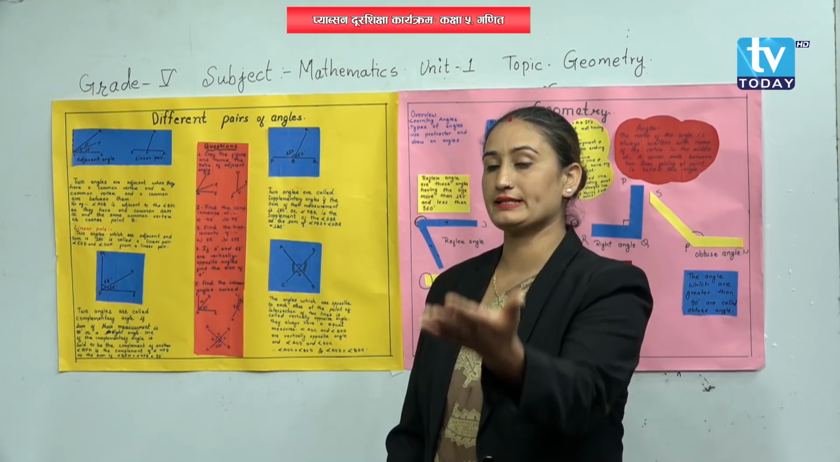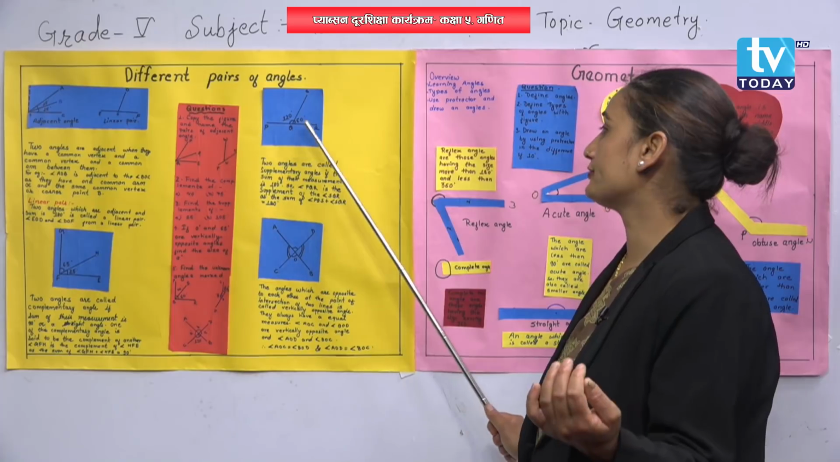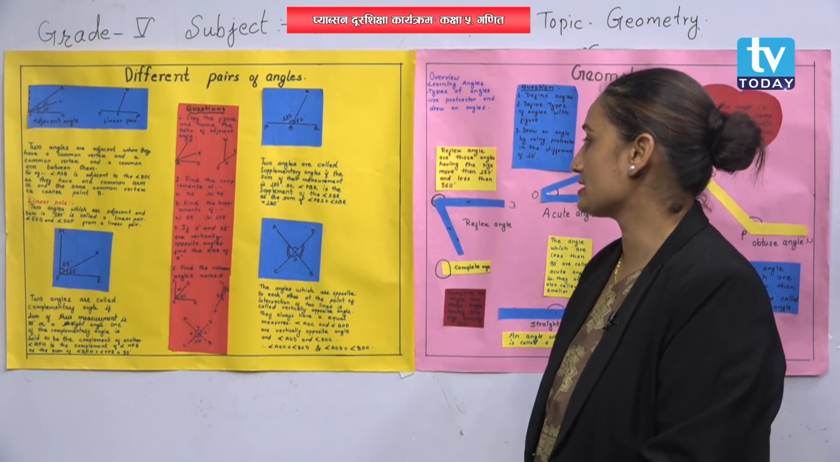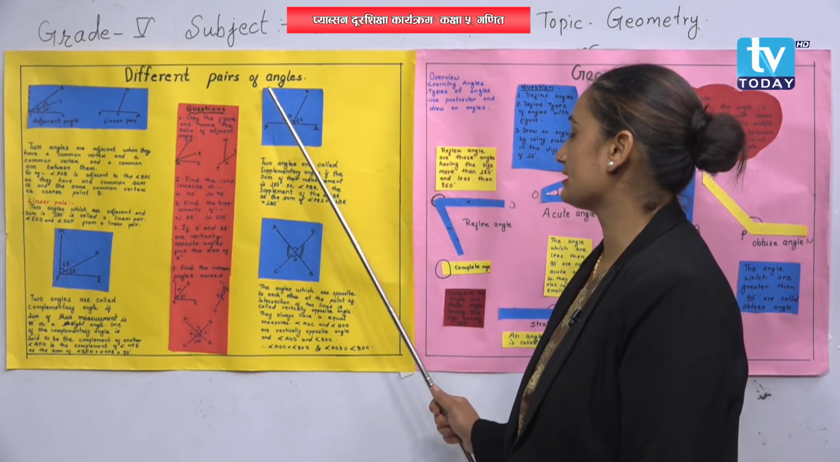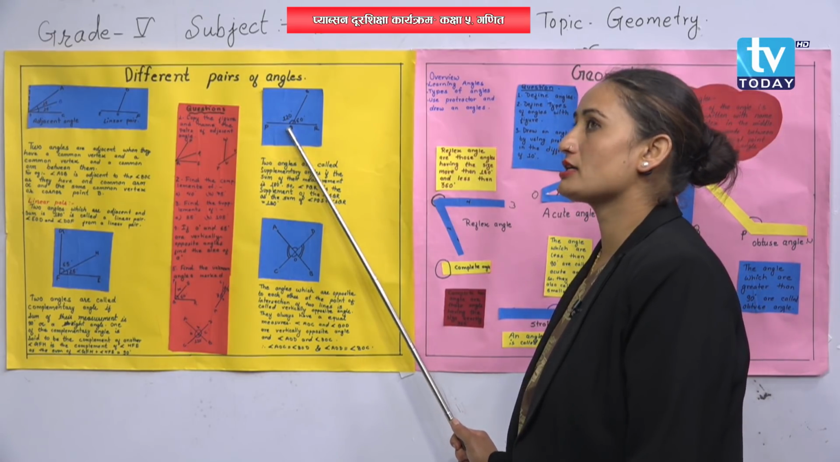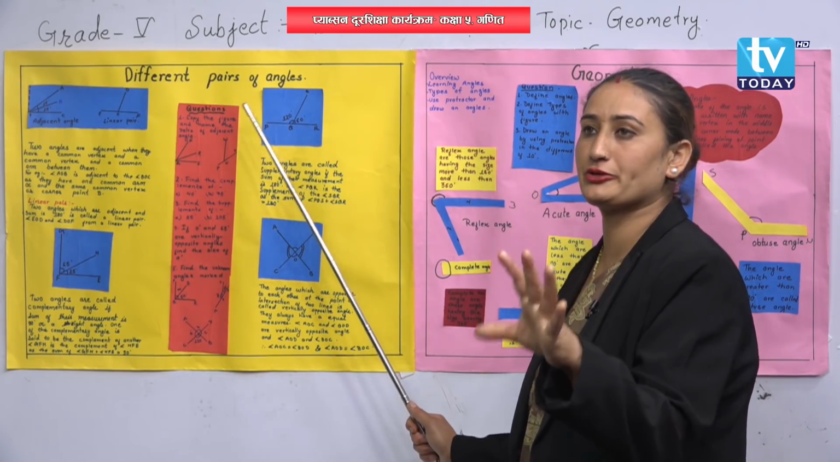Their sum will be exactly 90 degrees. Now, let's move to the next topic, which is supplementary angles. Have you seen this one? It's called a supplementary angle, and the figure is exactly like a linear pair.